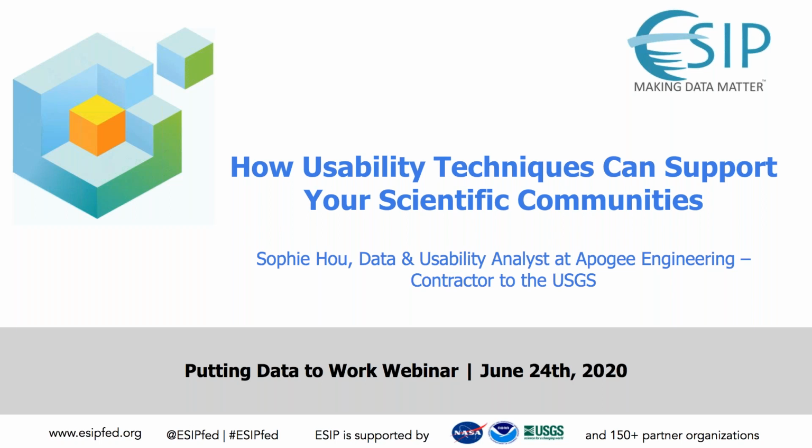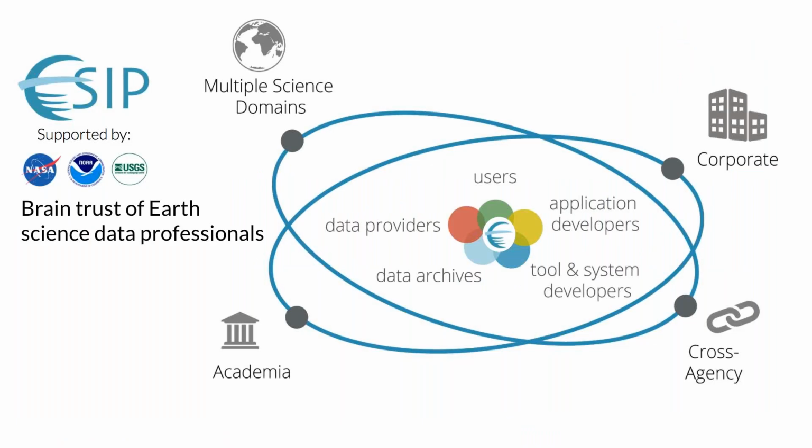Before we move to Sophie's presentation, which I'm sure is why you all are here, I'd like to give just a couple of brief slides in case you're not familiar with ESIP. So for more than 20 years, ESIP has helped members of the earth science data community find each other across traditional boundaries and work together. ESIP is funded by NASA, NOAA, and the US Geological Survey, and currently has more than 150 partner organizations spanning the federal, private, and academic sectors, as well as many more individual participants.